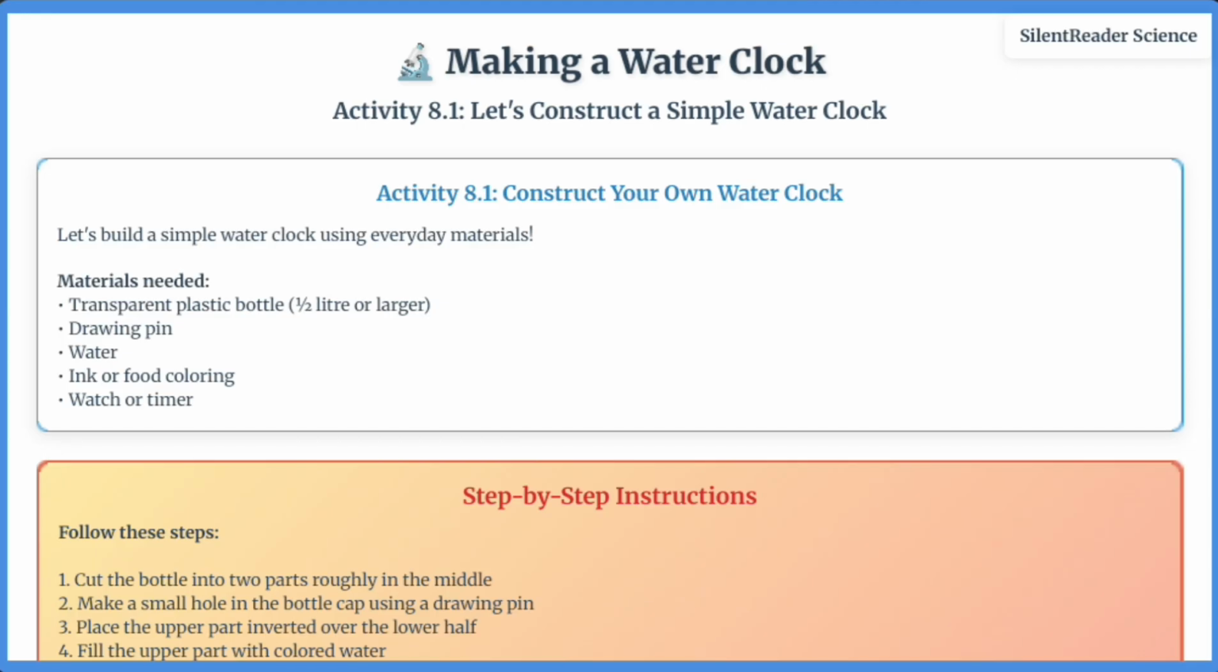We place the upper part inverted over the lower half, fill the upper part with colored water, and mark water levels every minute as water drips down. Our water clock is ready. To use it, we pour water back into the top and watch it drip. Each time it reaches a mark, 1 minute has passed.